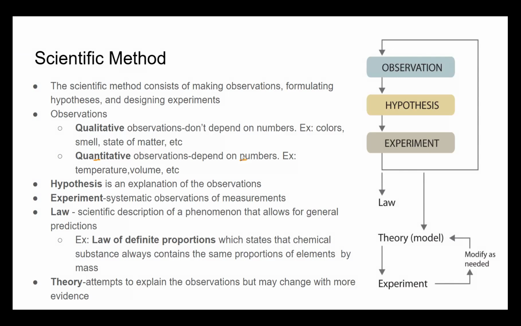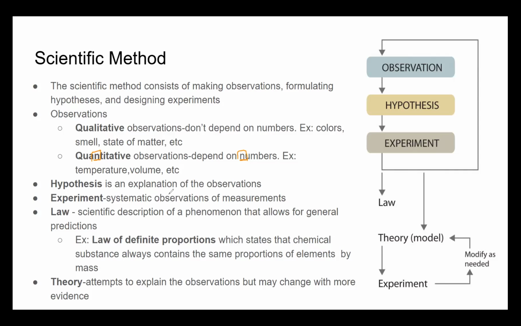So if you have difficulty delineating which is a qualitative and which is a quantitative observation, remember, quantitative has an N in it, just like numbers has an N in it. These observations have numbers in them. They're going to be your temperature, your volume, your length, your density, anything that has a number.